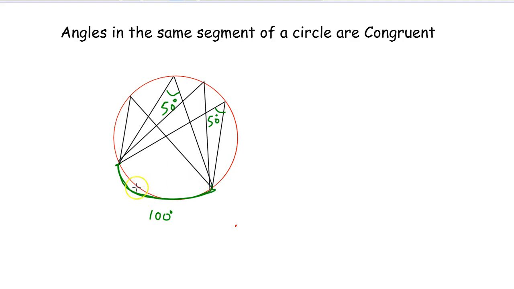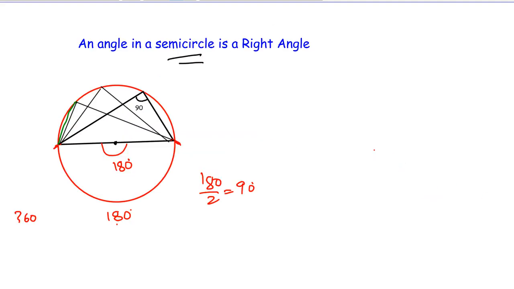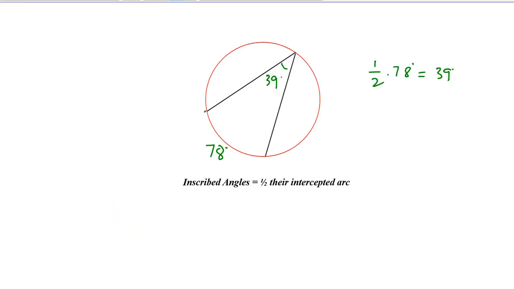Likewise, you can come up with any number of angles. All the measures will be the same. So that's all about angles, the relationship between the inscribed angle and intercepted arc.